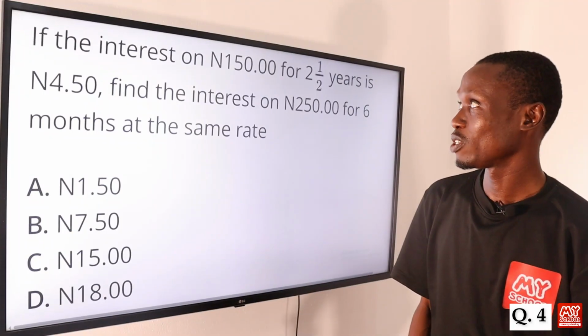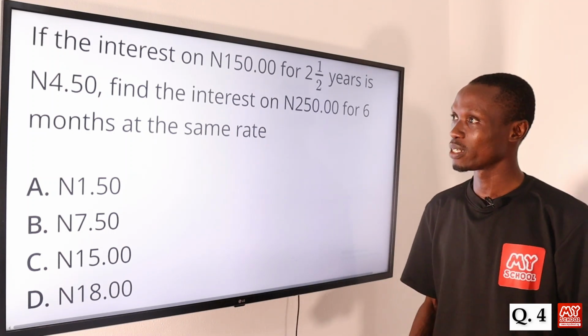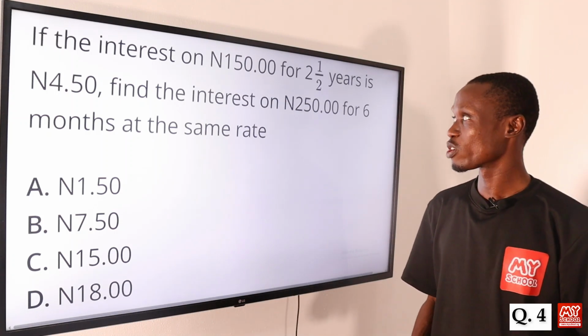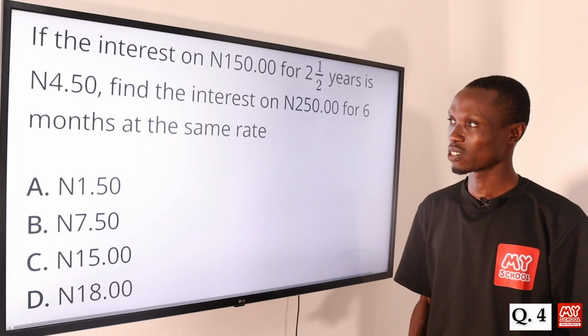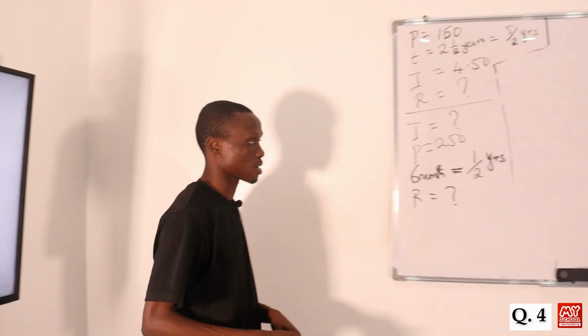Question 4. If the interest on 150 naira for 2 1/2 years is 4.50 naira, find the interest on 250 naira for 6 months at the same rate. So let's move over to the board to provide the answer to this question.